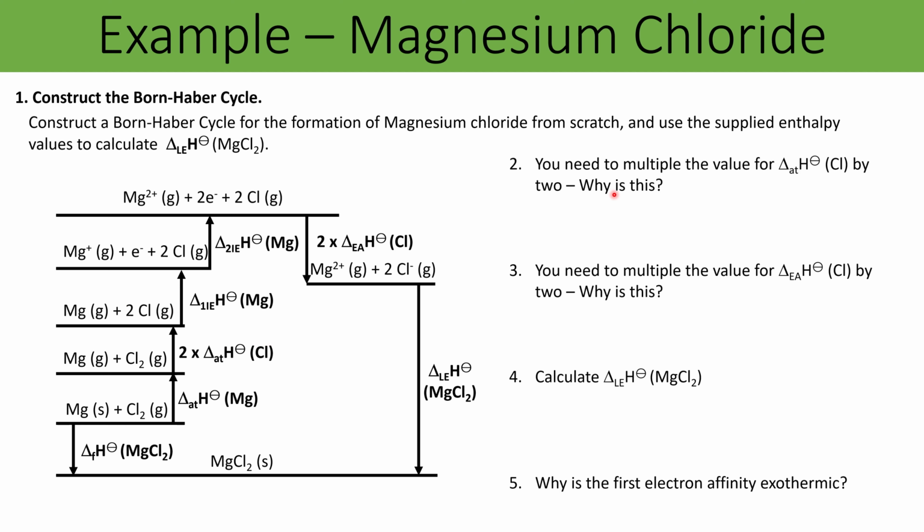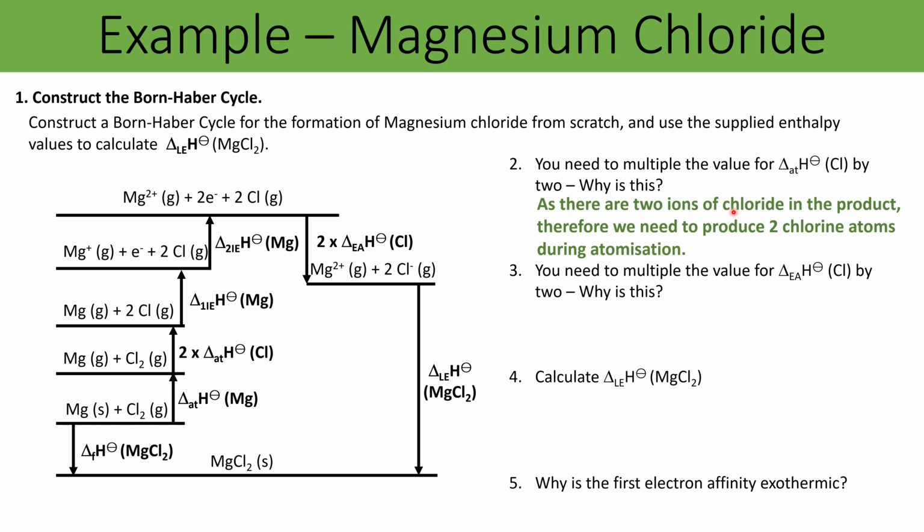So question 2 here, why did you need to multiply the value of the atomisation for chlorine by 2, like this? Why did you do that? Well, there's 2 ions of chloride in the product, so we're going to need 2 chlorine atoms to get those 2 ions, right? So we need to make 2 chlorine atoms, we need to do the atomisation of chlorine twice. Now we're only breaking the bond once, but typically the atomisation enthalpies are associated with forming 1 atom, right? So effectively half the bond enthalpy.